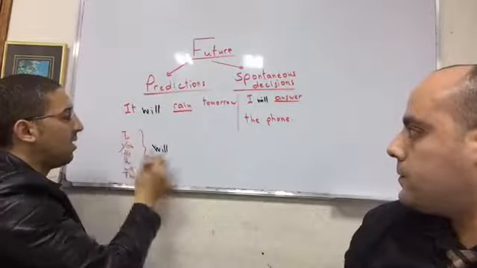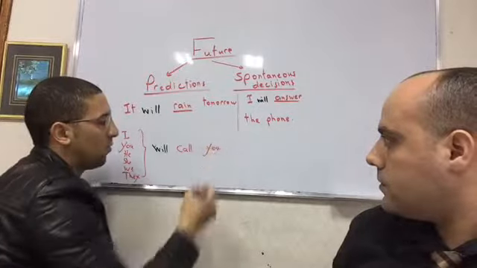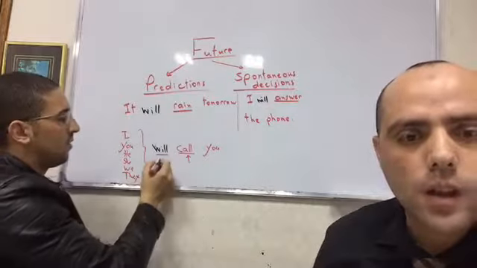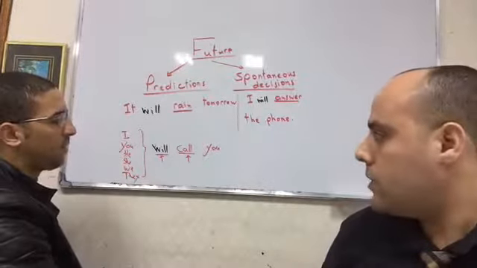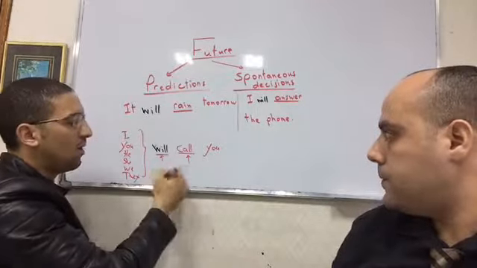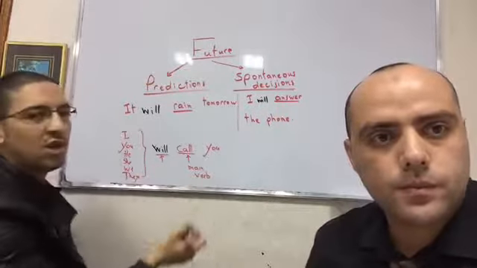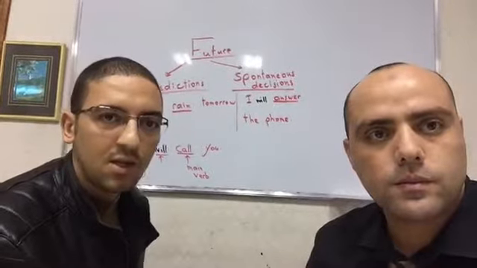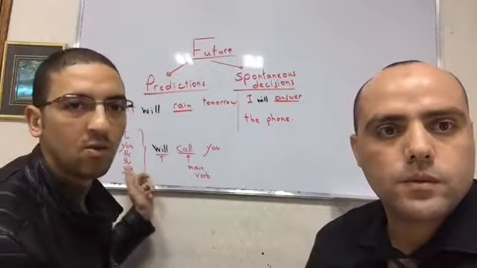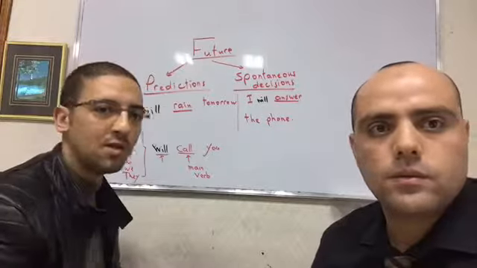For example, I will call you. I think this is a promise. Yes, it could be a promise. This is one usage of it. You can use it as a promise. I'll call you later, for example. And call here is the main verb. It doesn't change. We don't add anything to it. We don't add s. You don't add ing. You don't say I will calling you. You don't say he will calls you. You just say call, and will remains the same.